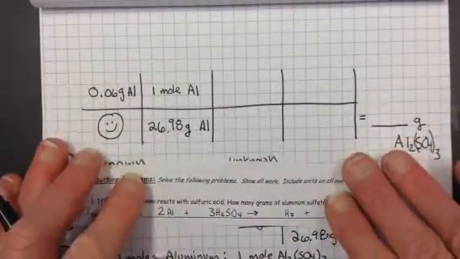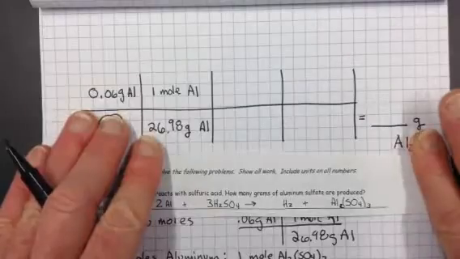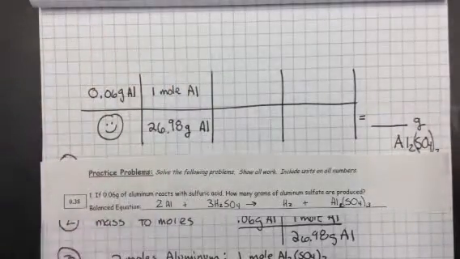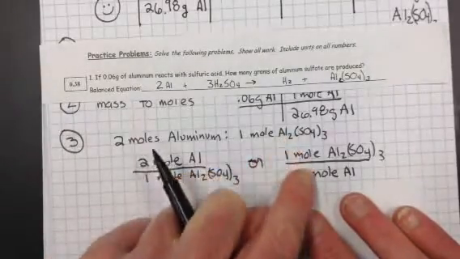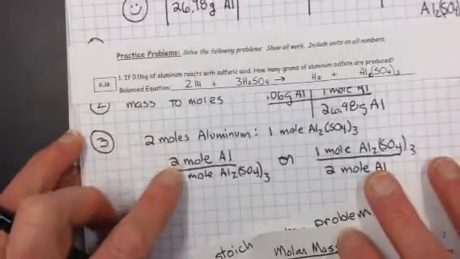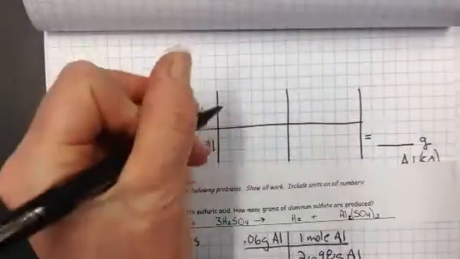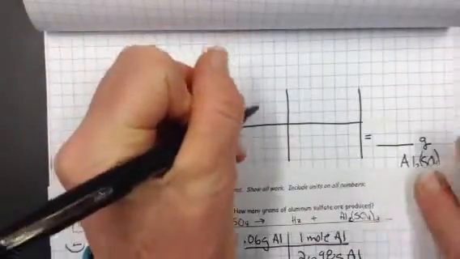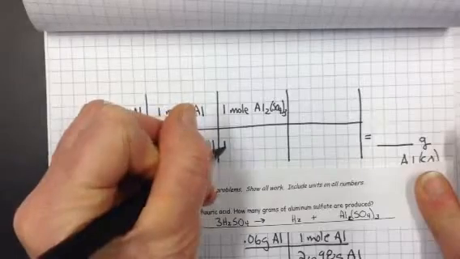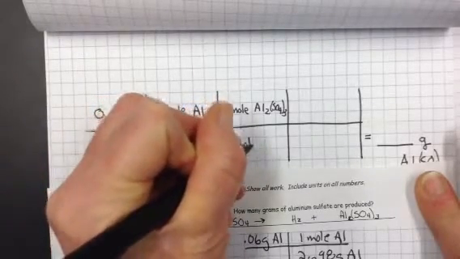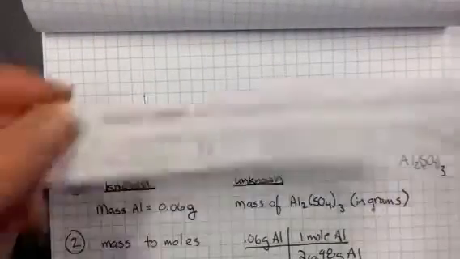Up here, what we are trying to do is go from moles of our known quantity to our unknown. So we want to end up with moles of the unknown on top. So we're going to use this one. If we use the other, the moles of aluminum wouldn't cancel out. So let's go up here and fill it in. 1 mole Al2SO4 to 2 moles Al. That's our ratio. All right.